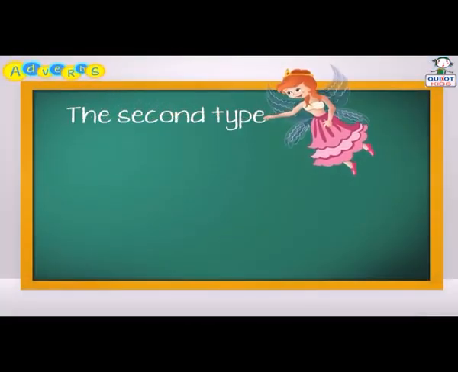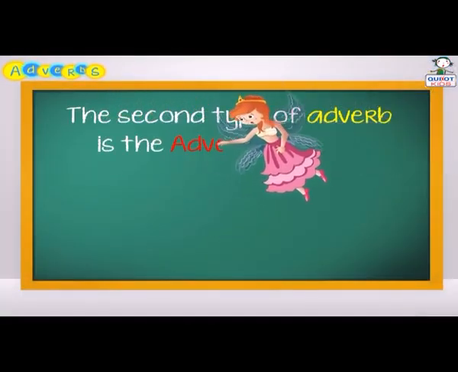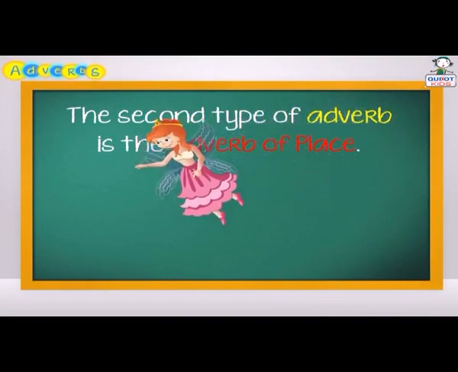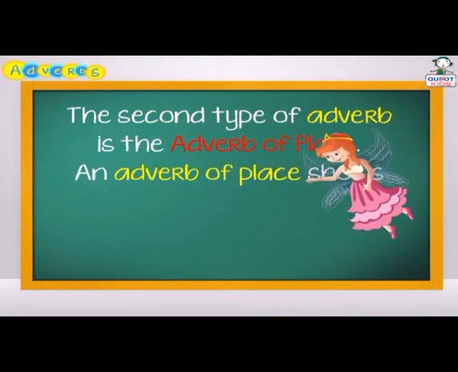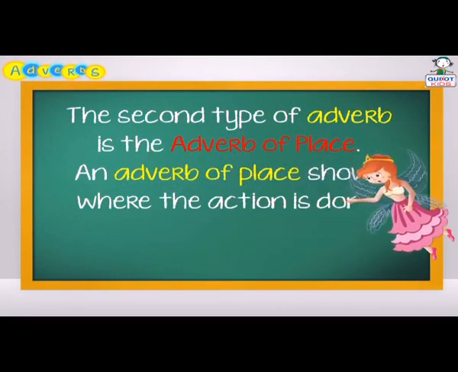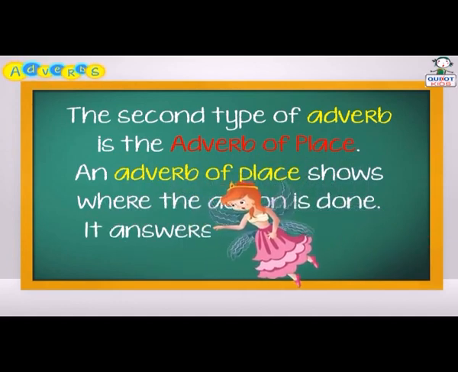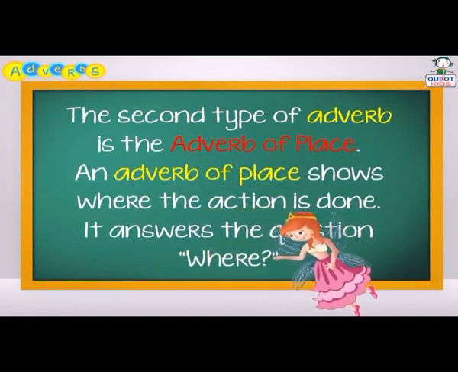Welcome, friends. The second type of adverb is the adverb of place. An adverb of place shows where the action is done. It answers the question, where?